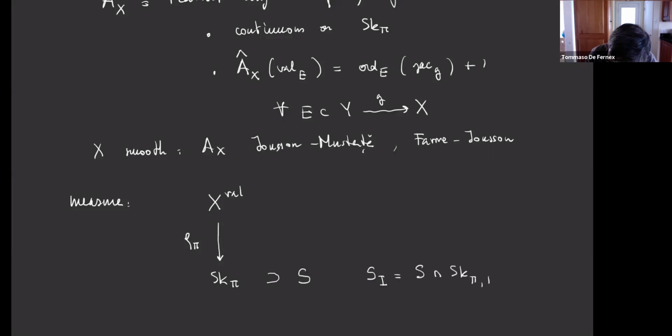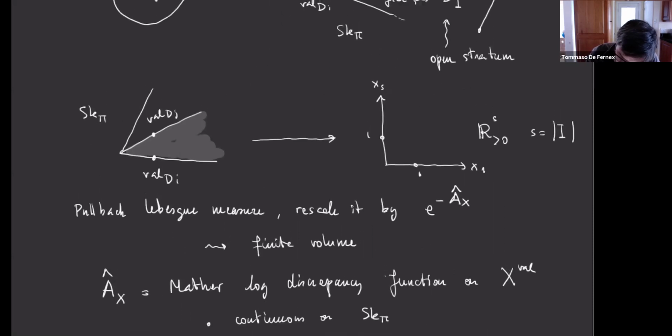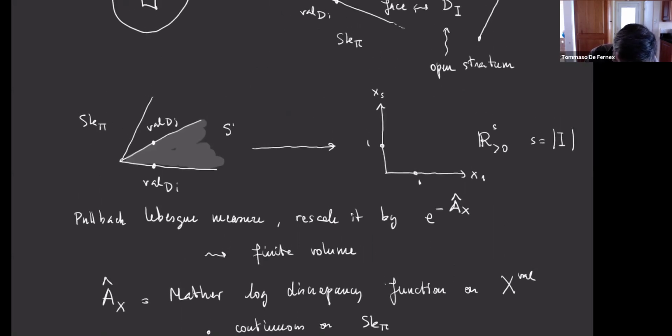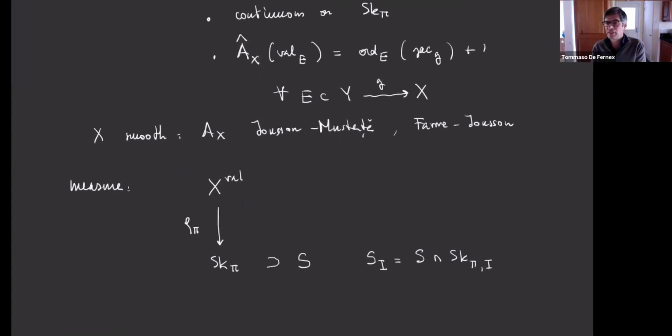Oh, I forgot, let me actually add this notation. Sorry, I'm going to go back up. So every face which corresponds to some index set, I'm going to denote it by sk pi comma I, for the index set. That's the notation for a face. Okay, and then I look at this restriction and I ask that the restriction be measurable with respect to the volume that we just introduced, the Lebesgue volume rescaled by this discrepancy function. And then I just look at the inverse image of S inside here. So it's going to be the cylinder over S under this retraction map.